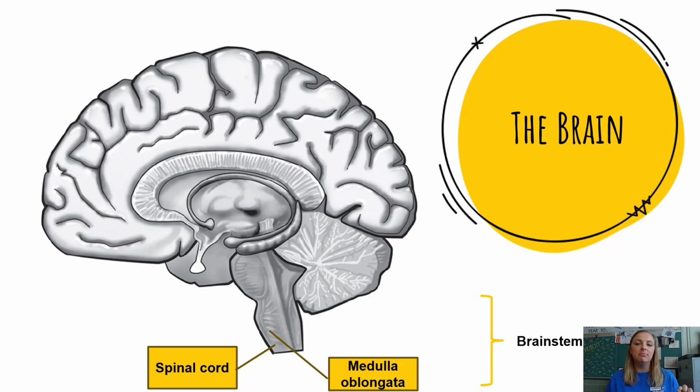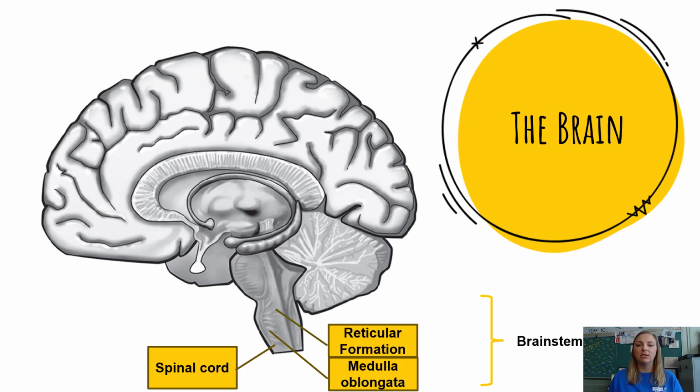The first is the medulla oblongata, often just referred to as the medulla. The medulla is going to control vital processes like breathing, heartbeat, and blood pressure. In addition, the medulla is going to be the major relay center for the sensory information from the periphery.